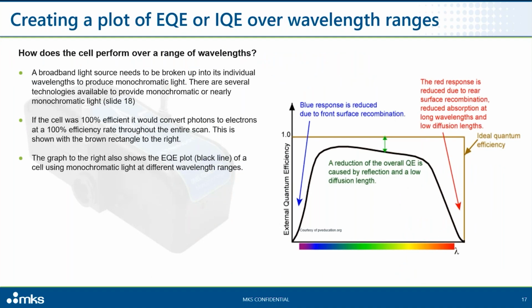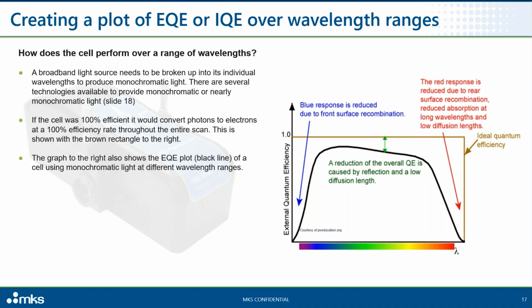So this is a graph that many of you researchers know and see all the time. This is the graph that would show either an EQE or an IQE response versus wavelength. If you had a perfect cell that was magical and could actually produce 100% efficiency at every single wavelength, you would get the rectangular shape shown in the brown outline.